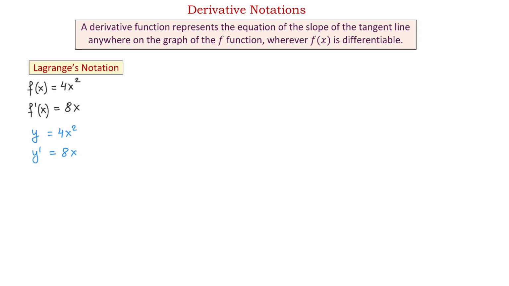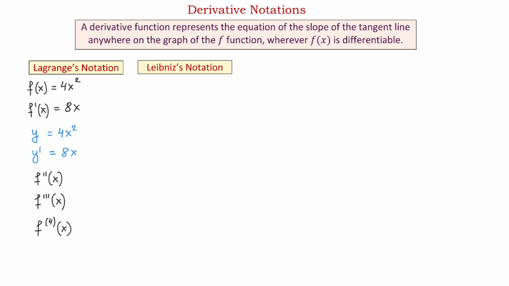For the second derivative, we write f double prime of x. For the third derivative, we write f triple prime of x. And for higher order derivatives, we write the numbers in parentheses to distinguish a derivative from an exponent. For example, for the fourth derivative, we write 4 in parentheses.